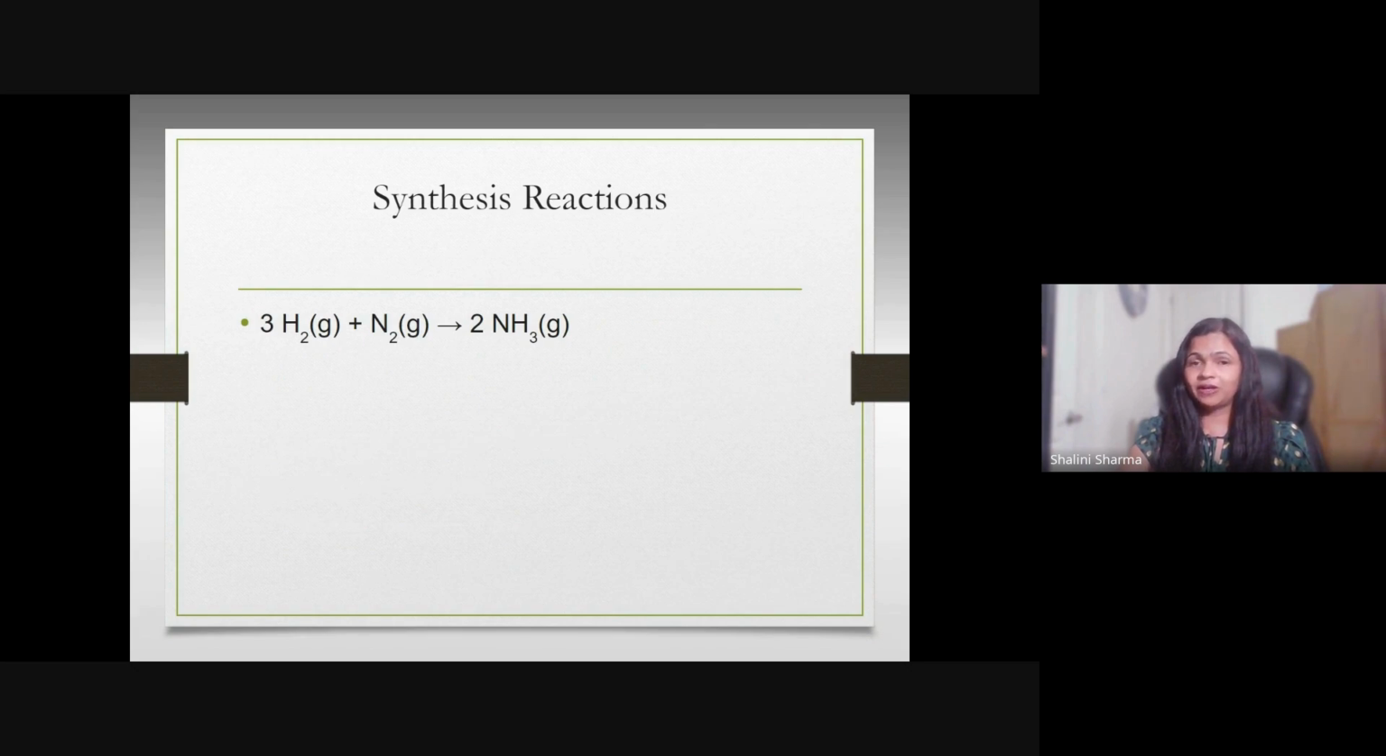Formation of ammonia involves combination of nitrogen and hydrogen gas. Potassium chloride formation involves combination of potassium and chlorine. Formation of aluminum oxide involves combination of aluminum and oxygen.